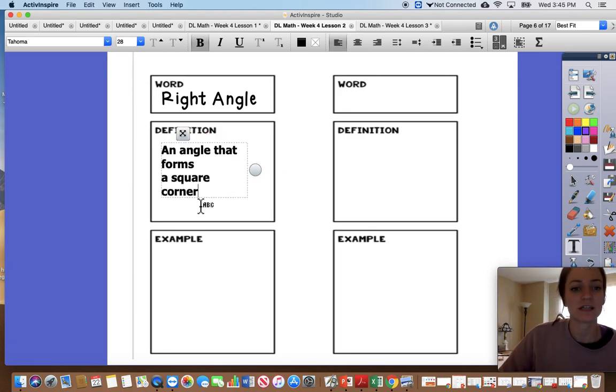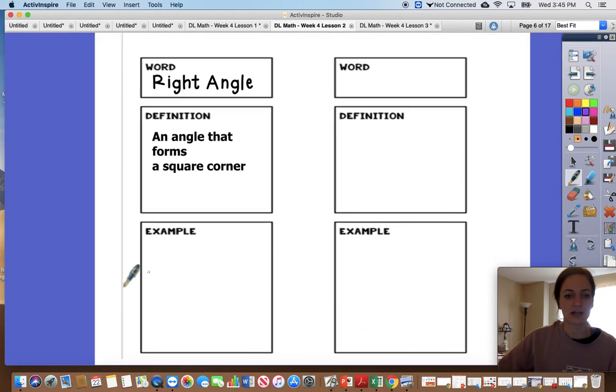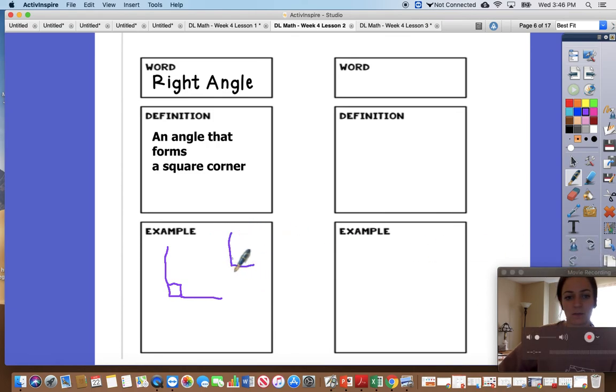An angle that forms a square corner. So a right angle is a perfect square. Think of the corner of your door or the corner of your notebook. Those are right angles. It's a perfect square. Then you're going to go ahead and draw pictures. Now I'm drawing with the mouse, so it's not going to be perfect. But to show that it's a right angle, we're going to put a little square there. So can you draw one like this? Can you draw one like this that's a right angle? No, because this doesn't form a square. So they need to be angles that form a square.